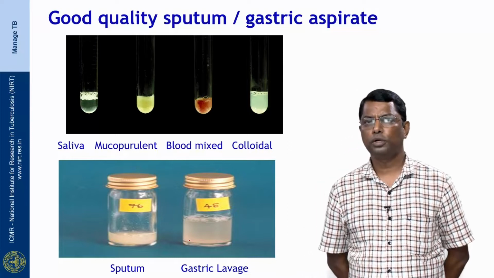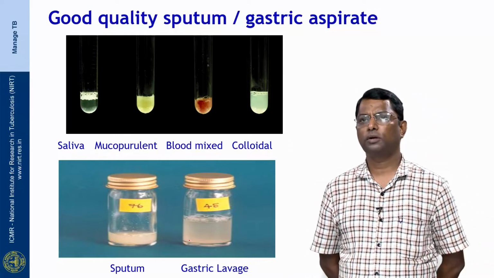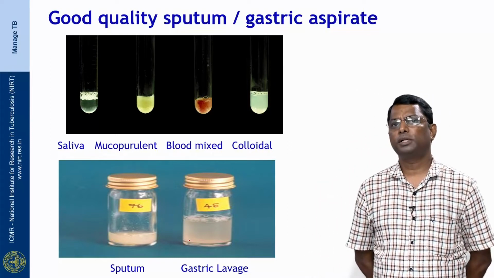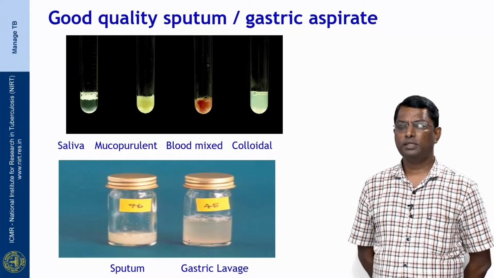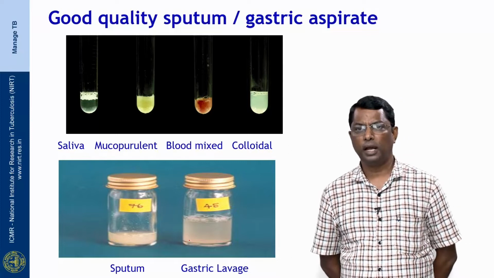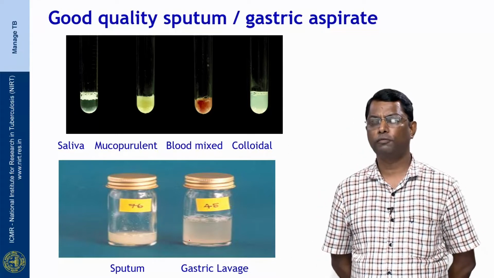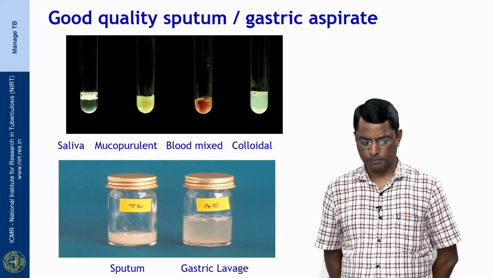Saliva is not suitable for diagnostics for TB. The best suitable sample is a mucopurulent sputum sample. A blood-mixed sample can be used for smear and culture, but it is not suitable for molecular diagnostics.